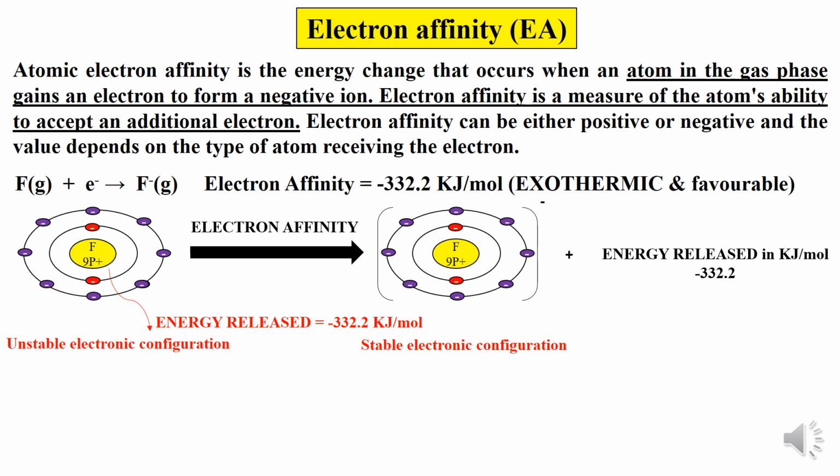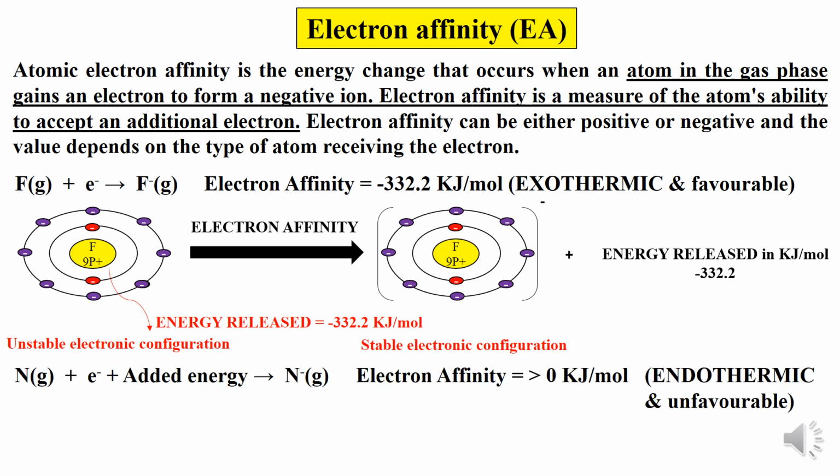What about the endothermic process? Let me explain the endothermic process with respect to the nitrogen atom. So the nitrogen atom accepts an electron, and it forms a negative ion. But here we observe that the electron affinity value in the case of nitrogen is a positive value, indicating it is an endothermic process. Why is the reaction endothermic in nature?